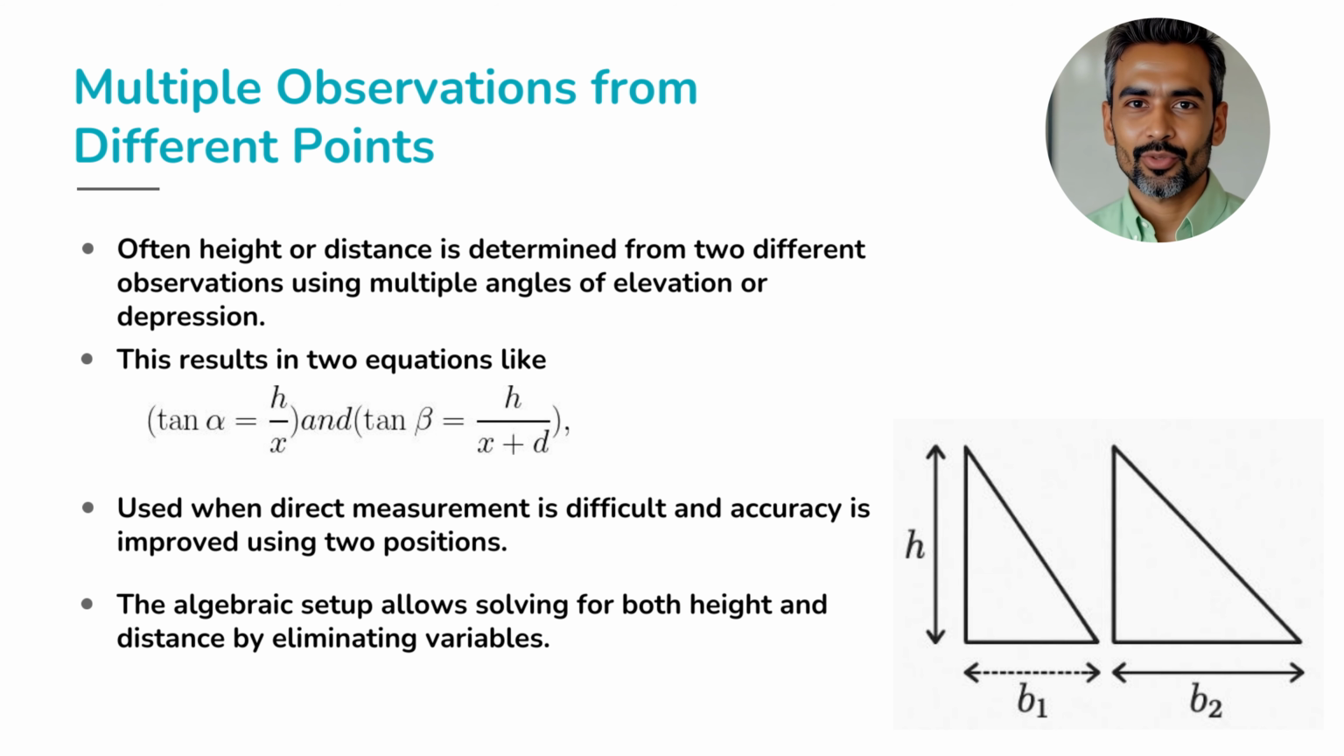By solving these two equations together, we can eliminate one unknown and find the height or distances precisely. This method is super useful when the tower or object is hard to measure directly, and it also improves accuracy because two observations cross-check the results. Imagining double right triangles with shared vertical side but different bases, algebra here is your friend. Equating and manipulating the two tangent expressions helps find both height and distance variables.